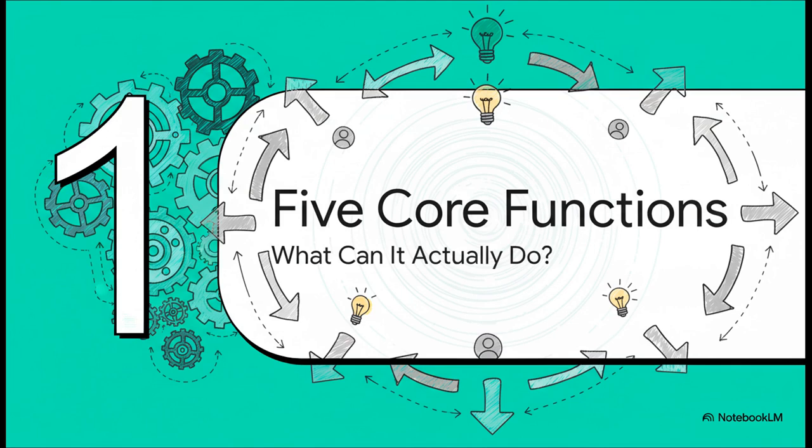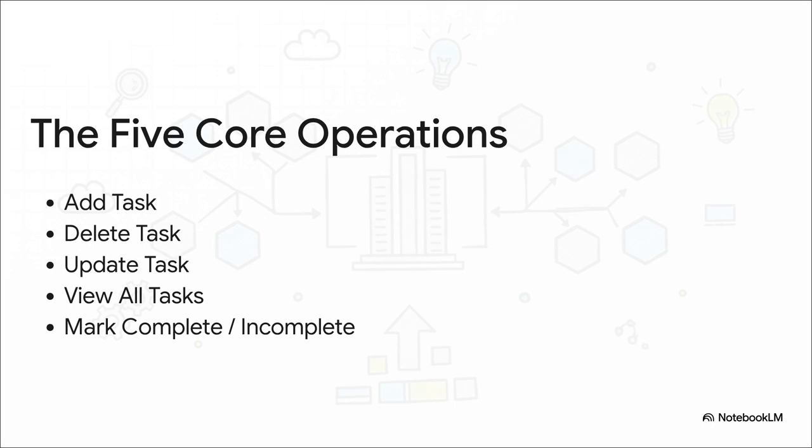All right, so if it just forgets everything the moment you close it, what's even the point, right? What can this Phase I app actually do? Well, let's break down the 5 core functions that make it tick. So it's built around these 5 fundamental operations. And that's it. No more, no less. You can add a task, you can delete one, you can update an existing one, you can view the whole list, and of course, you can mark things as complete or incomplete. This is the absolute bare bones functionality, the essential skeleton of any task manager out there.